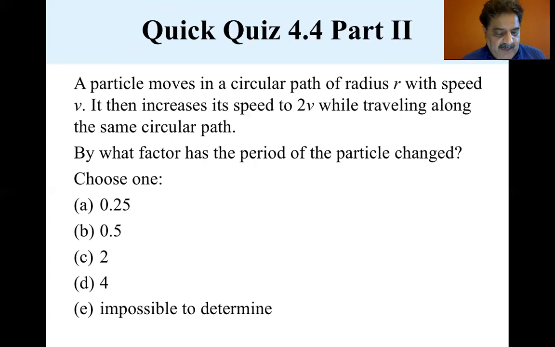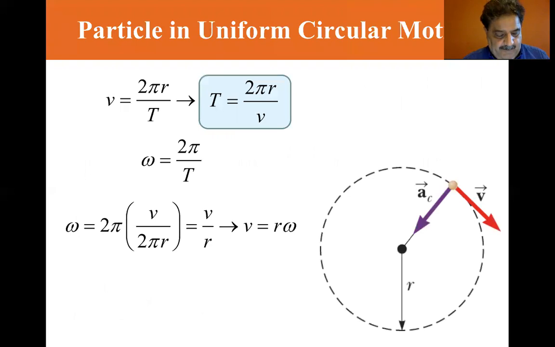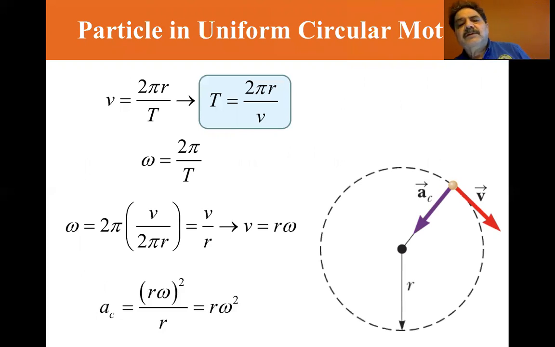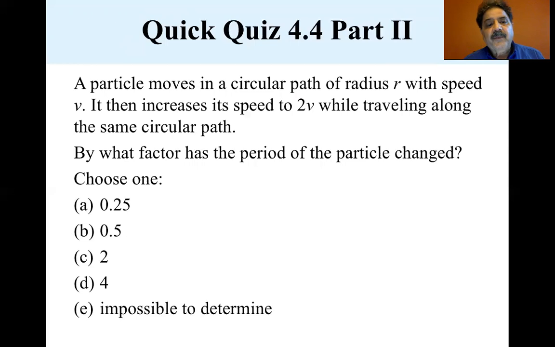Okay, let's look back at this. If you look at the blue square there, the period is equal to 2 pi r over v. Well, if you go from v to 2v, by what factor has the period of the particle changed? Is it a quarter, a half, 2 or 4, or impossible to determine?